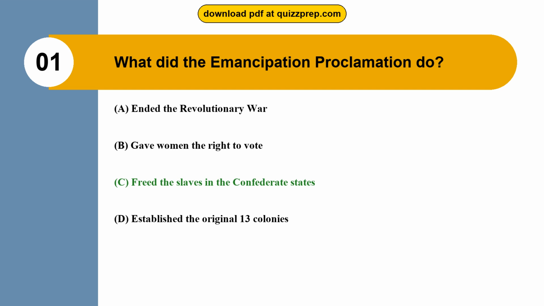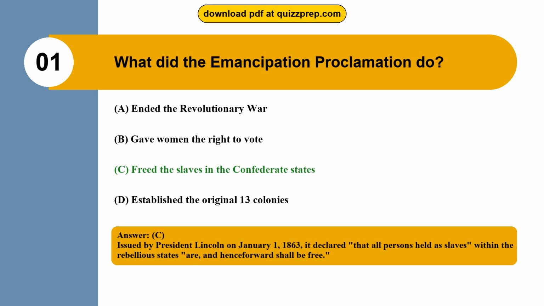The correct answer is option C. Freed the slaves in the Confederate States. Issued by President Lincoln on January 1, 1863, it declared that all persons held as slaves within the rebellious states are, and henceforward shall be free.